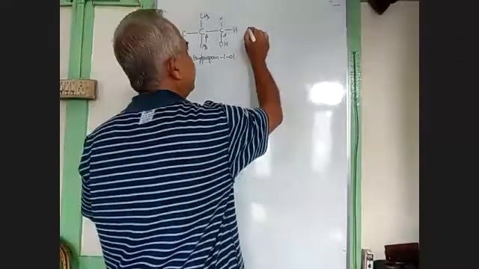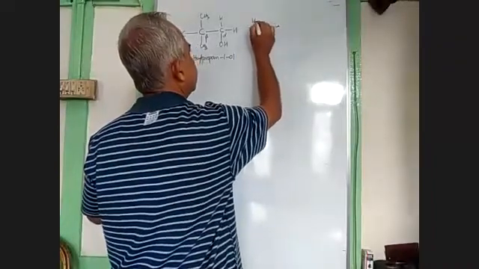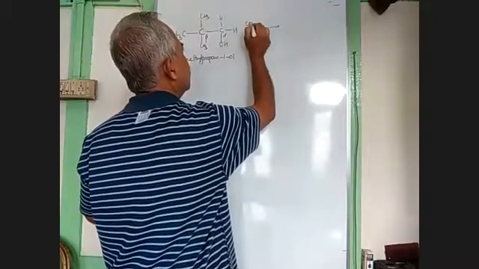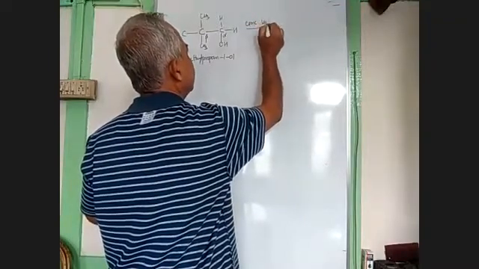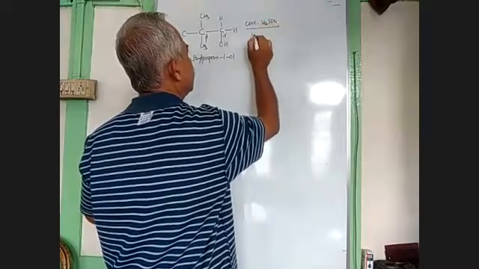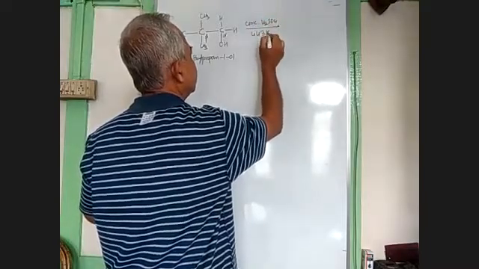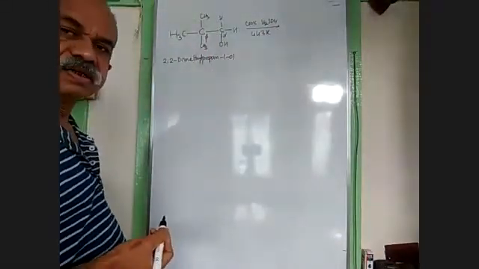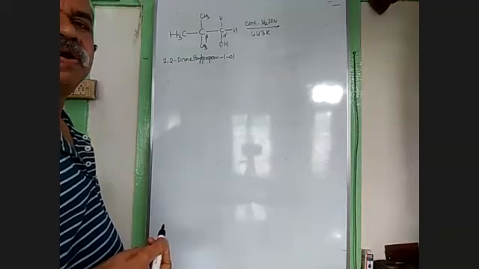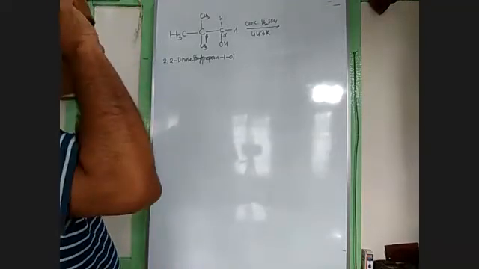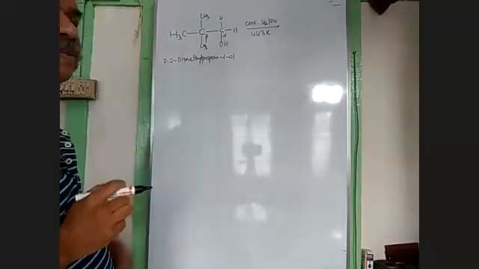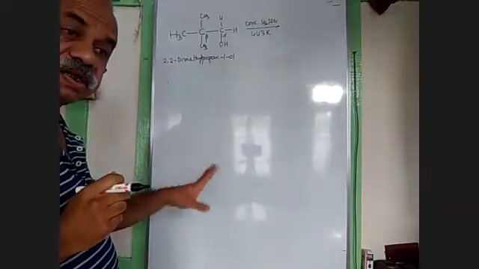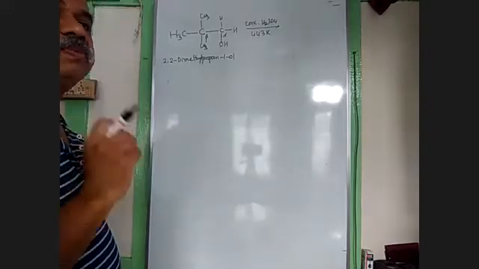So if I treat this compound with concentrated H2SO4 at 443 Kelvin, strangely we find it forms an alkene. All right. So first I'll write the mechanism, then I'll show you. And again I'm telling you, this is for your understanding. It may not come in your board exam.